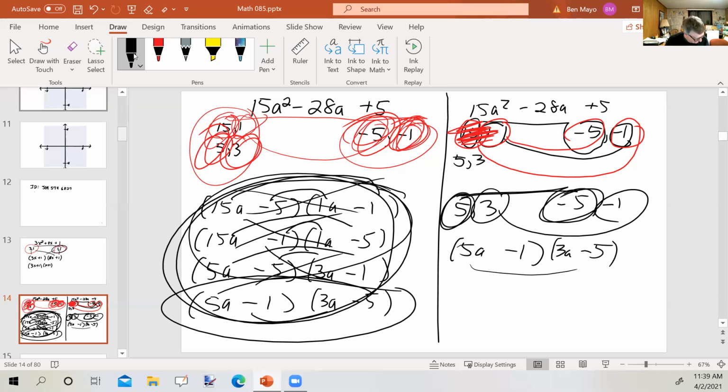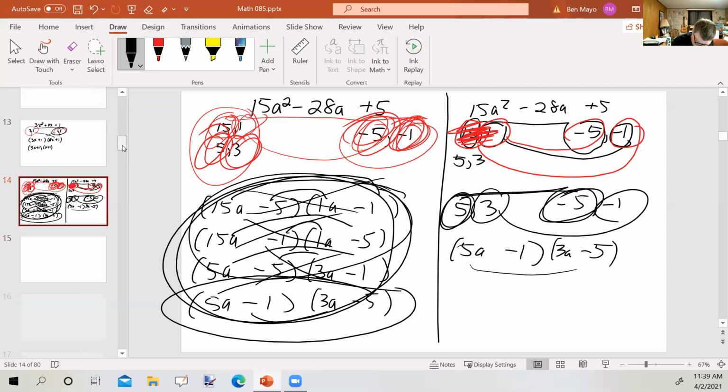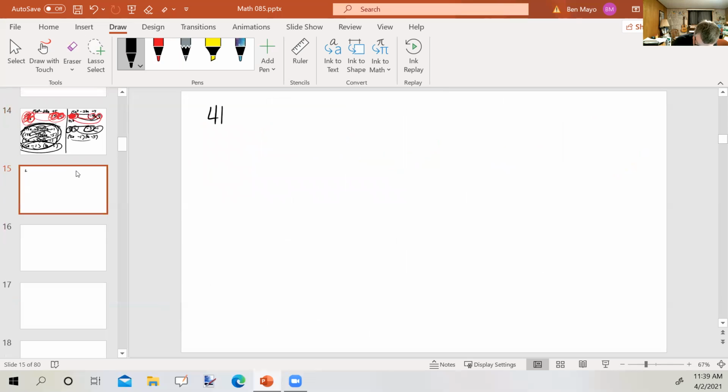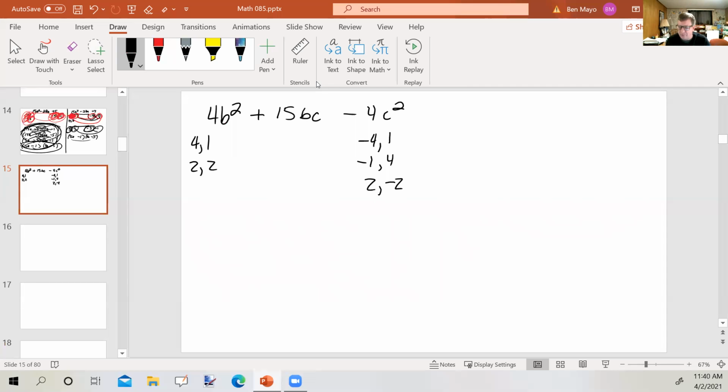Yes. Okay. All right. Let's take a look at another example. 4b squared plus 15bc minus 4c squared. This is a trinomial. It's in standard form in terms of b. There's no greatest common factor. The leading coefficient isn't negative. We're going to use this trial and check method. So 4 could be 4 times 1 or 2 times 2. -4 could be -4 times 1, -1 times 4, 2 times -2. Negative 2 times 2 would be the same combination.